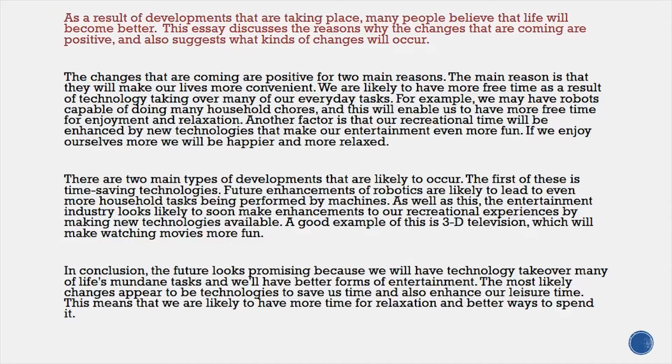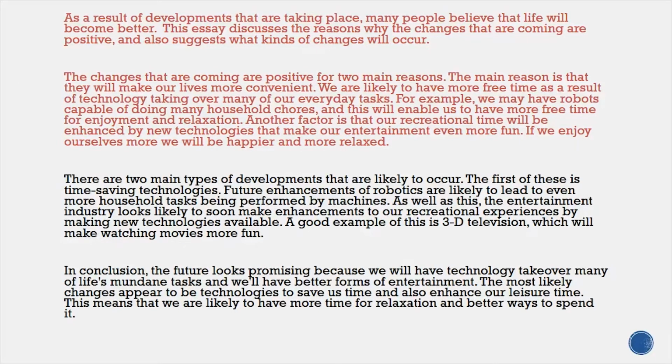As a result of developments that are taking place, many people believe that life will become better. This essay discusses the reasons why the changes that are coming are positive and also suggests what kinds of changes will occur. The changes that are coming are positive for two reasons. The main reason is that they will make our lives more convenient.